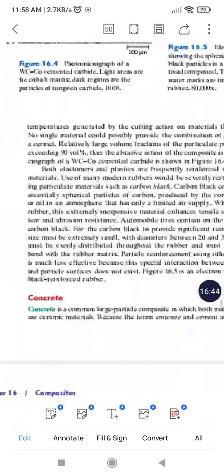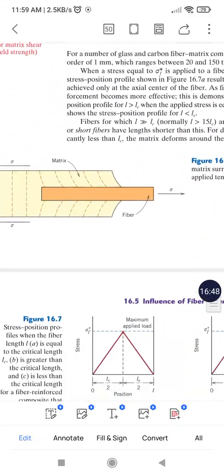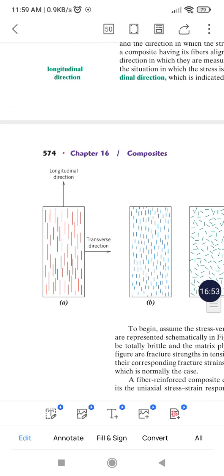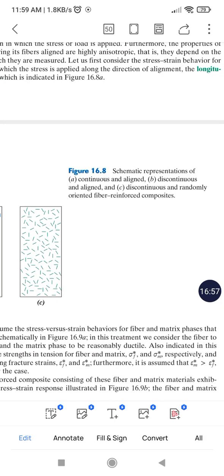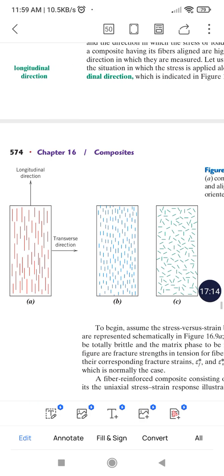As you can see here, I will show you one more picture. This is a picture of fiber reinforced composite materials. Schematic representation of the continuous and aligned one is picture A, continuous and aligned. The fibers are the red lines, and the matrix is the square there. The fibers are longer in length, and they are aligned also.